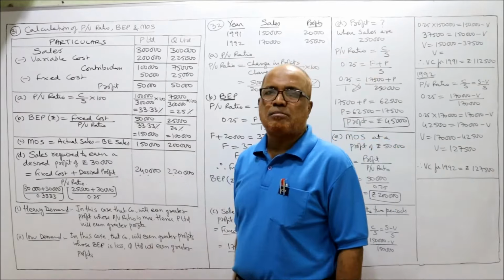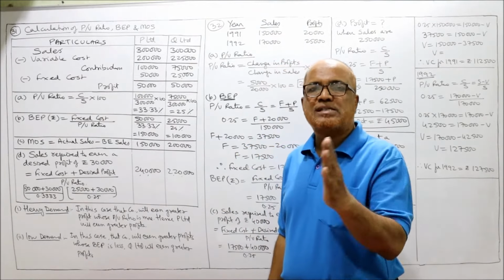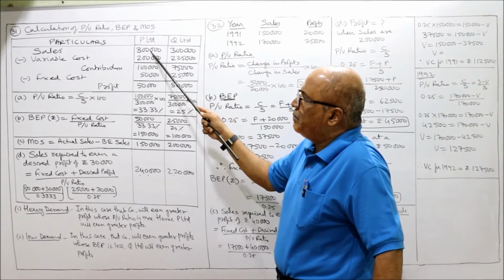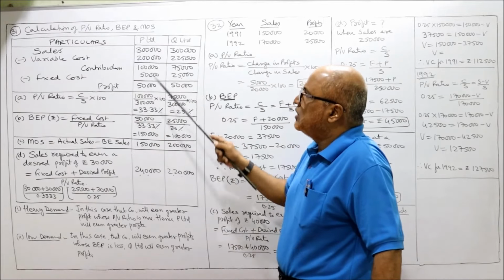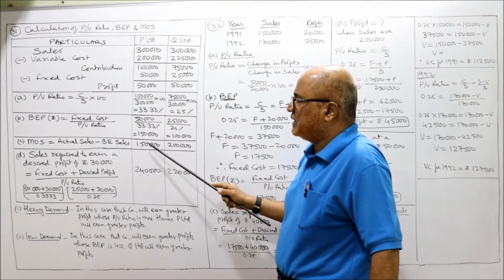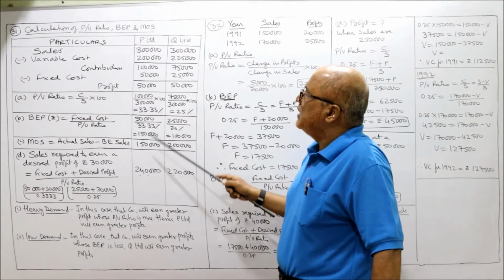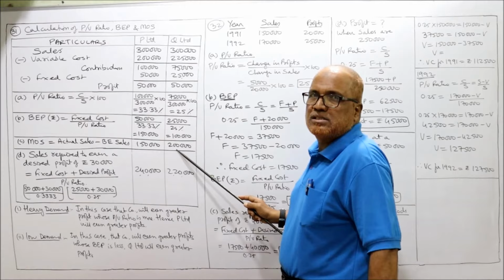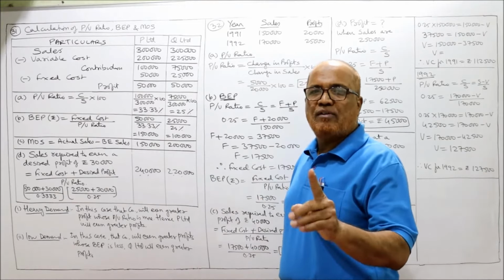Now MOS, margin of safety. Actual sales minus BEP sales. How much are the actual sales? 3 lakh. BEP sales 1,50,000. So 3 lakh minus 1,50,000, 1,50,000. Here for Q Limited, 3 lakh minus 1 lakh, 2 lakh rupees is the MOS. The first question we have completed.